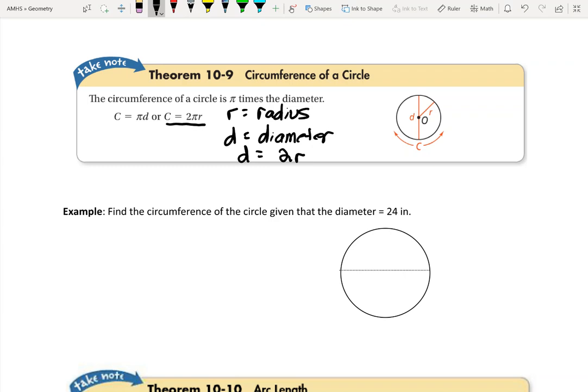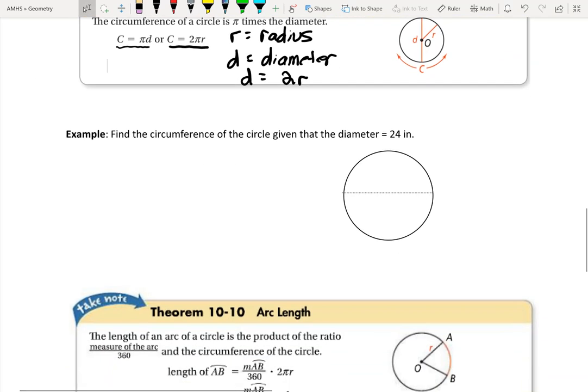So when you look at this equation, C equals pi d, instead of a 2 and an r, we've substituted d for diameter. Essentially we're doing the exact same thing, just one's using the radius, the other is using the diameter. So let's find the circumference of a circle, given that the diameter is 24 inches. My circumference would be pi d, which equals pi times 24 inches.